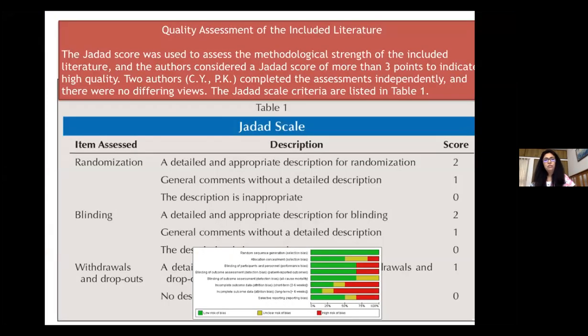Okay, so we did this. As I said earlier, you can analyze the studies and score them. Is anybody aware of the Jadad scale? Here they say two authors completed the assessments and there were no differing views, and this is the Jadad scale criteria. Do you think it's a good thing to use a scale?